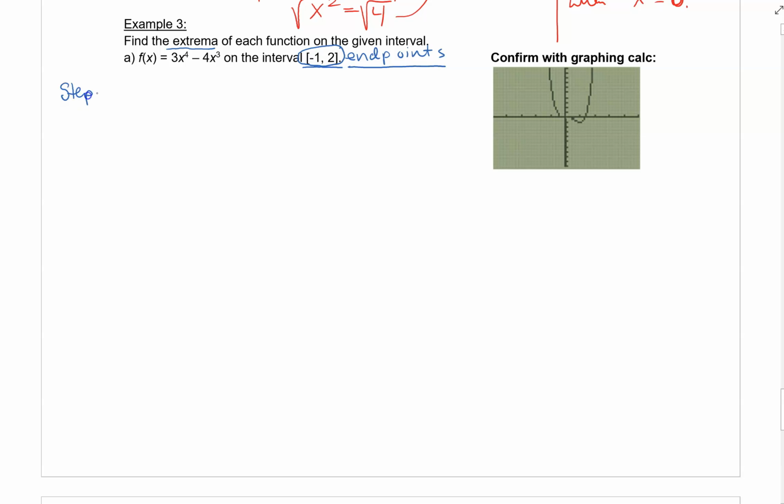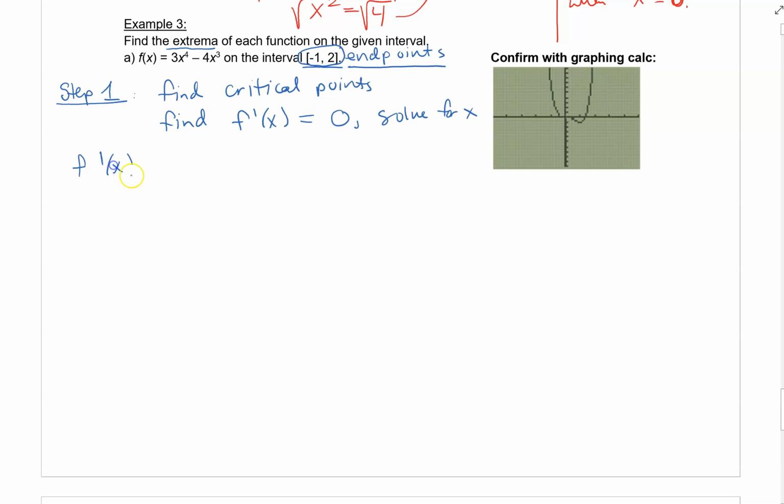So step 1, we're going to go ahead and find the critical points, which is basically, so we have to find f prime of x. We have to set it equal to 0, and we need to solve for x. That's basically how we find critical points. So for the derivative, I would get 12x to the third minus 12x squared, because I'm just taking the power rules of both of those. So that's my derivative, and I need to find when that is 0.